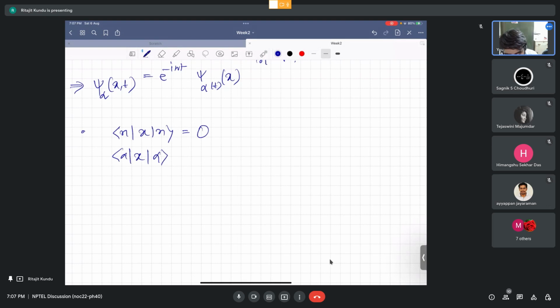We can try to solve this, but let's also put in the time dependence. We want to measure the expectation value of x as a function of time.